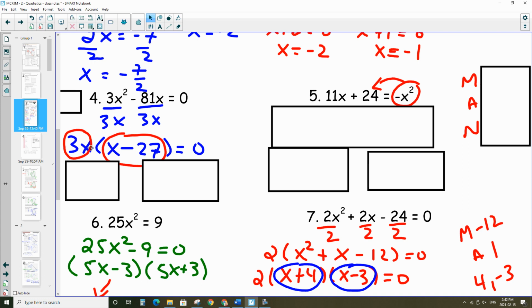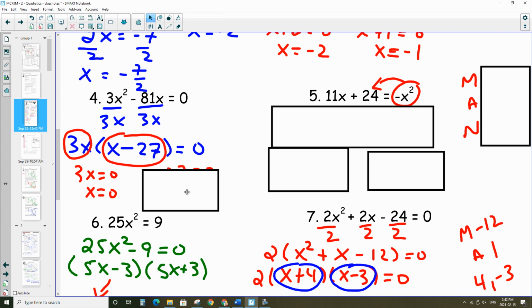So this is going to be one solution: 3x is equal to 0, which means x is equal to 0. And for the second solution, x minus 27 is equal to 0. Bring the negative 27 to the other side, make it positive. So there's our second solution. Okay, I'll do one more example.